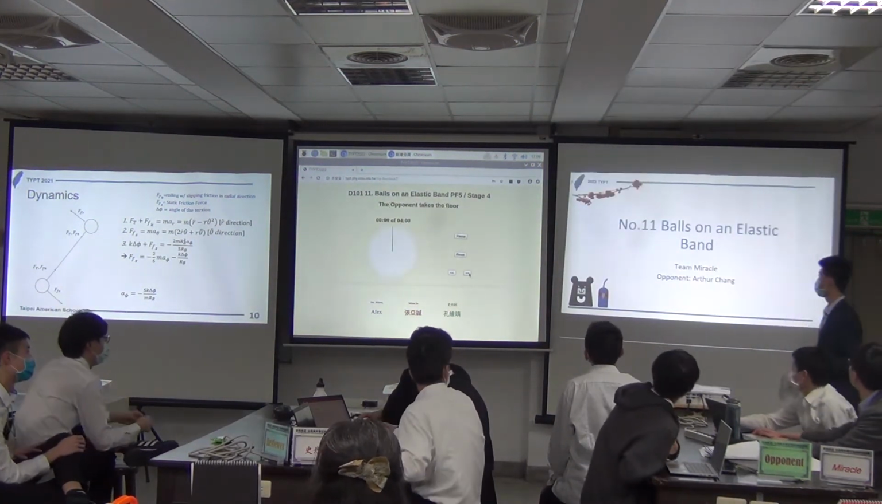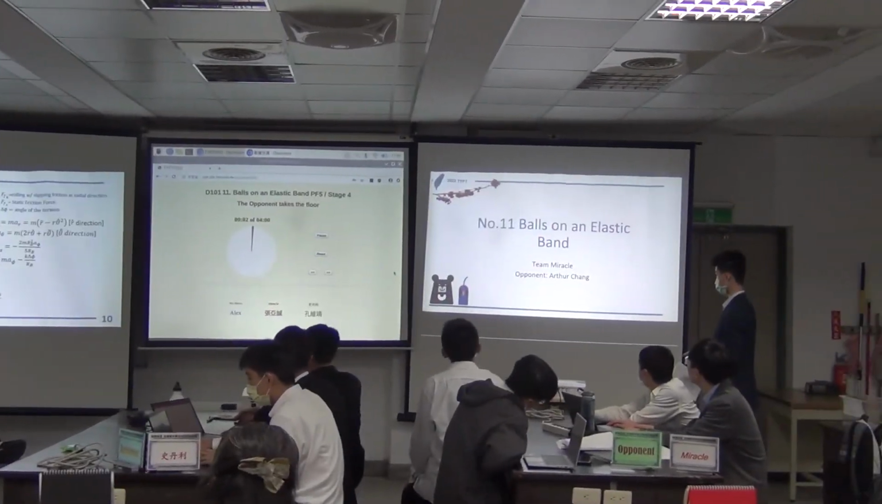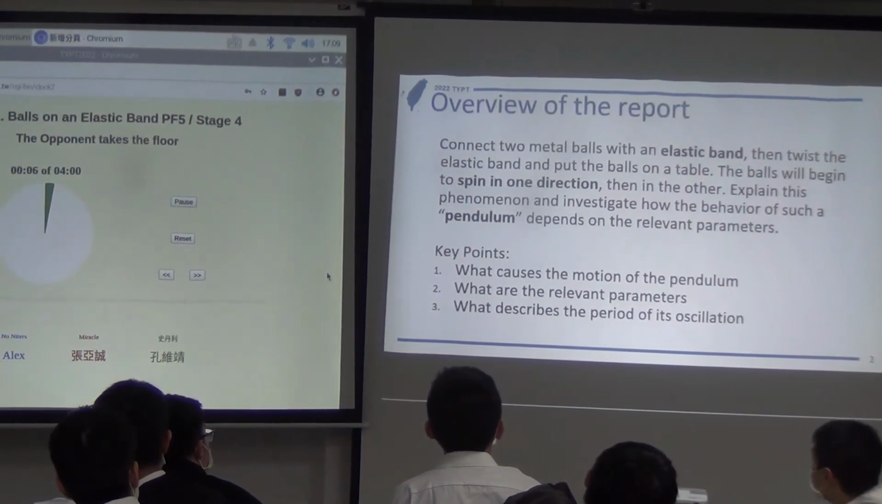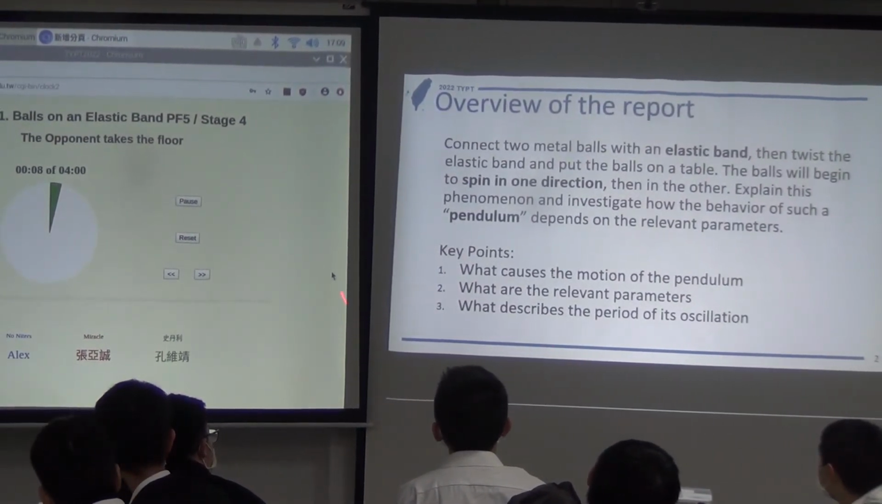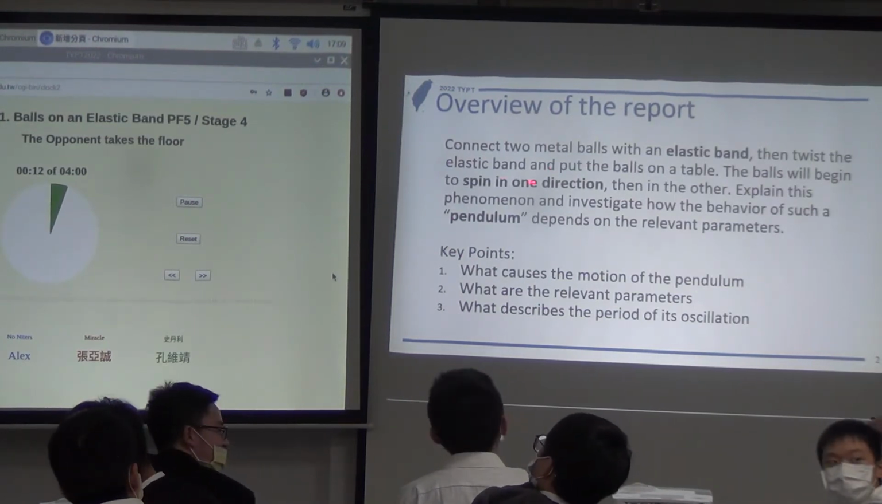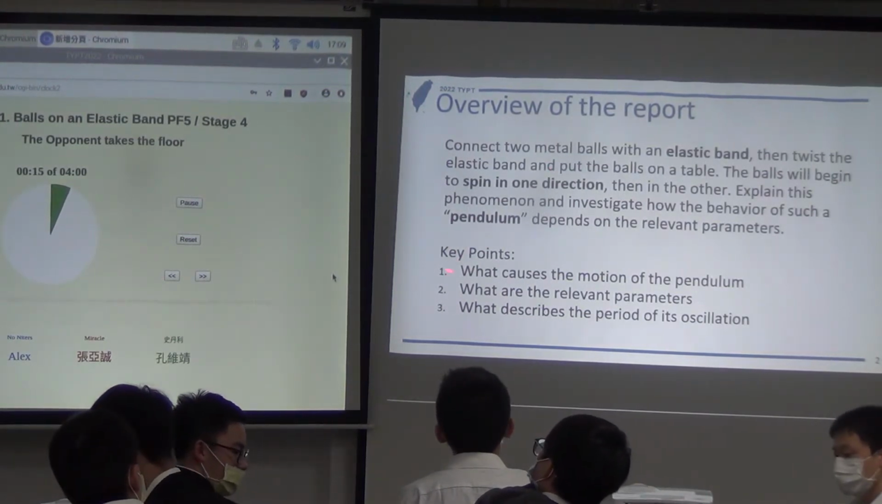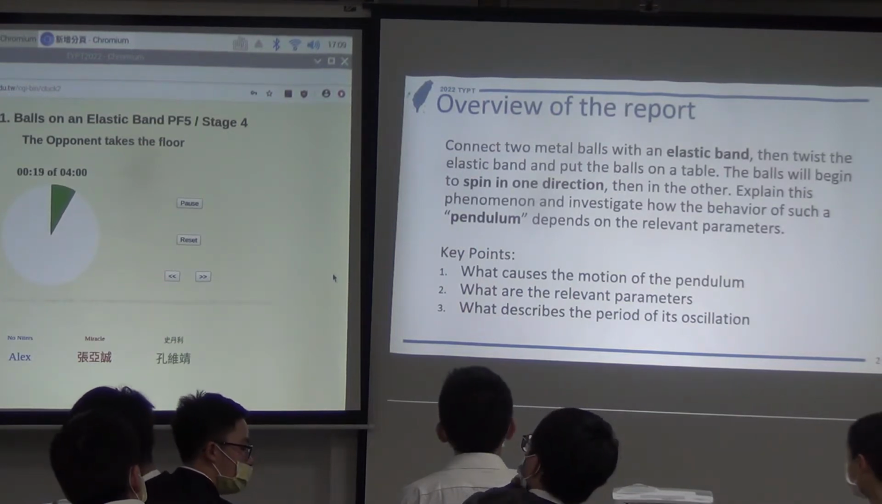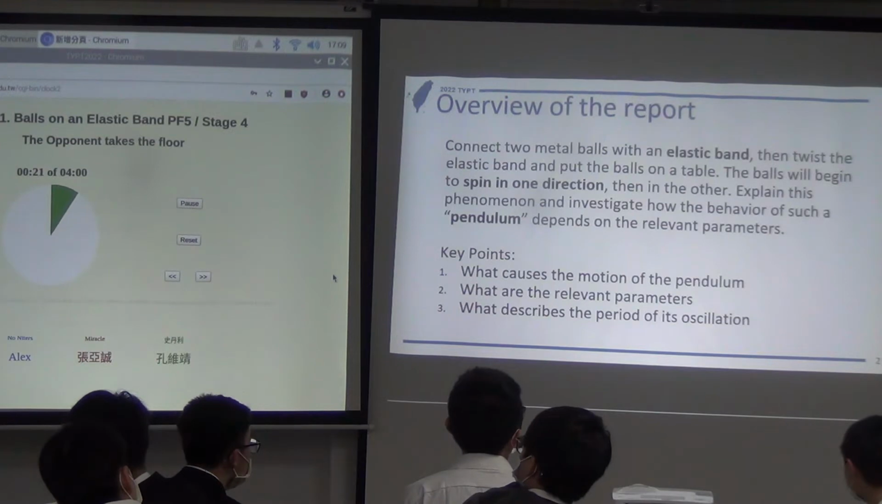I am the opponent for problem 11, the electric band. So the overview of the report: a vacuum manifold, also with an electric band. When you twist the electric band on the table, the balls begin to spin in one direction. The common statement is that the motion will resemble that of a pendulum. The key points are what causes the motion of the pendulum, what the relevant parameters are, and what describes the period of its oscillation.